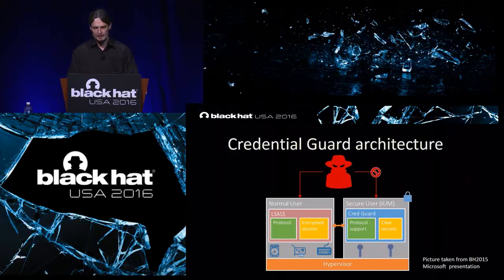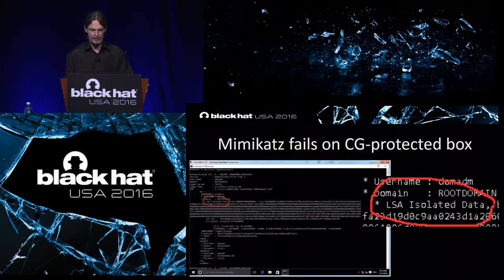So the idea behind Credential Guard is that this time, these clear secrets, authenticators, are stored not in LSASS, but elsewhere, within the protected VTL1 virtual machine, and LSASS only holds an encrypted version, right? So let's see how it works. Particularly, if you run Mimikatz on a Credential Guard protected box, you can no longer see NTLM hashes. All it can get is some large binary blob, and it says it's LSA isolated data. Yeah, so that's nice.